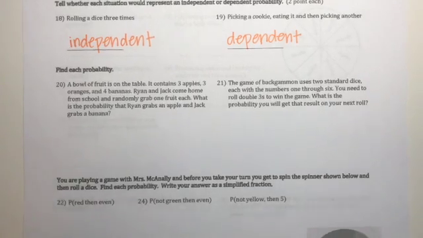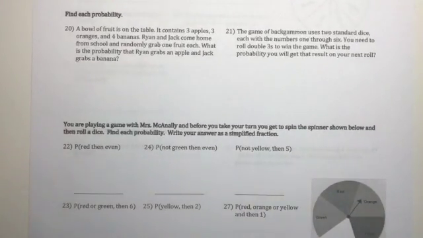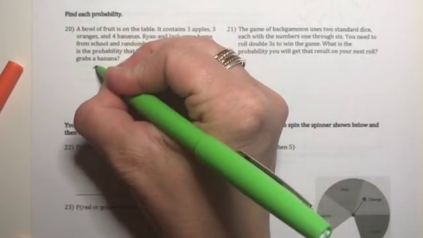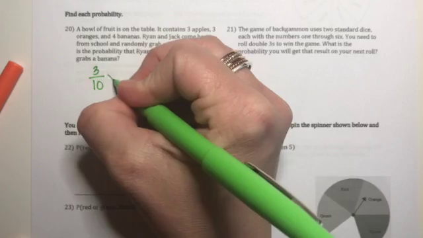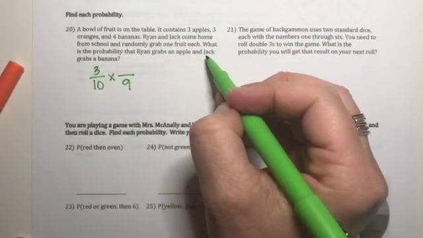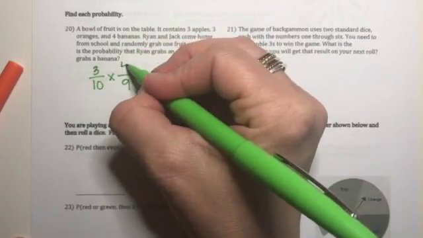Okay, let's look at number 20. A bowl of fruit is on the table. It contains 3 apples, 3 oranges, and 4 bananas. Ryan and Jack come home from school and randomly each grab 1 fruit. What is the probability that Ryan grabs an apple and Jack grabs a banana? Okay, so first Ryan is grabbing an apple. So there are 10 total, right? And 3 out of 10 are apples. Well, now there's only 9 left for Jack. So what's the chance that Jack grabs a banana? That's 4 out of 9.